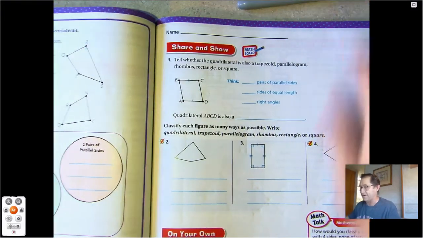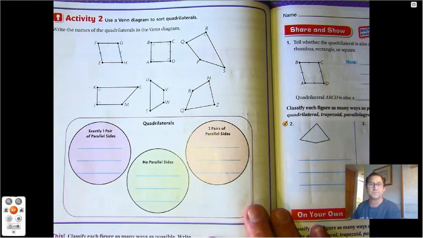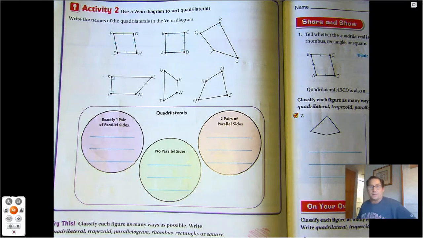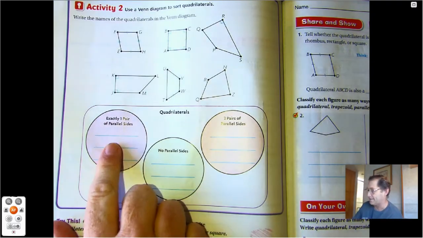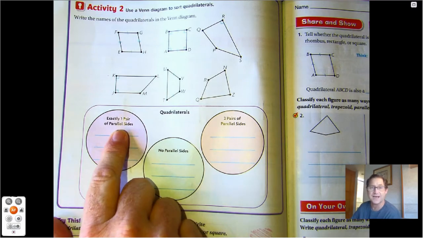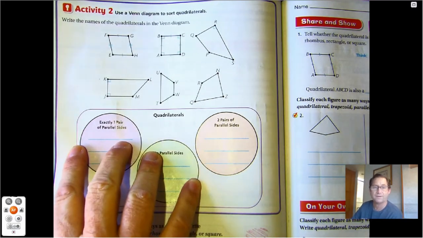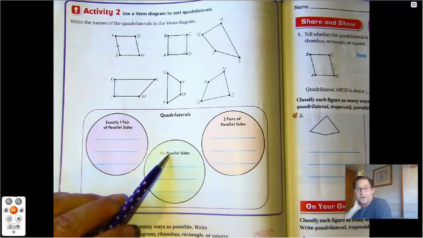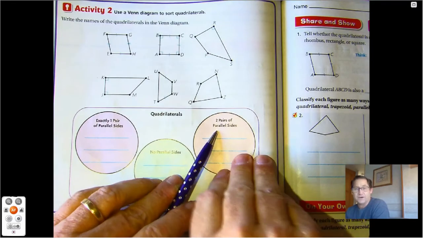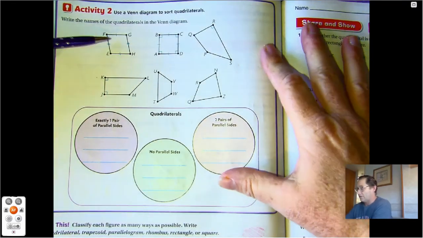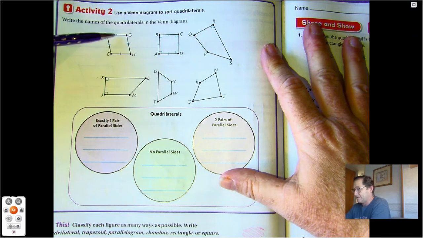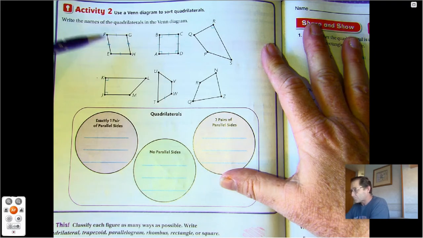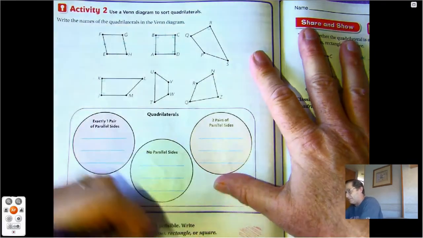All right, use a Venn diagram to sort the following quadrilaterals. And we're going to be grouping these by pairs of parallel sides. Okay, exactly one pair of parallel sides, no parallel sides, and two pairs of parallel sides. All right, so I look at this first shape and I see that the sides are opposite. They're parallel, and these are parallel. So that has two pairs of parallel sides.